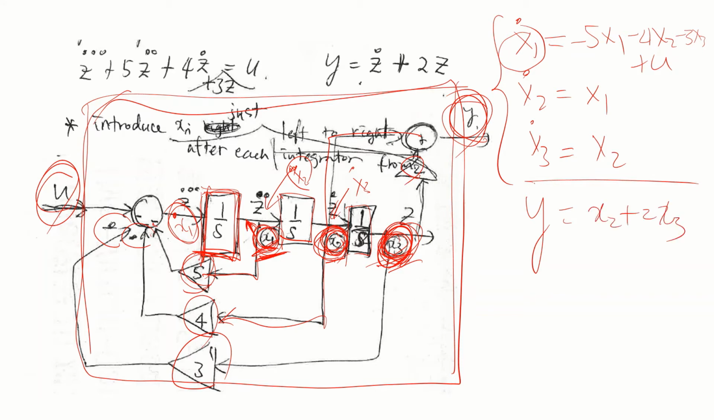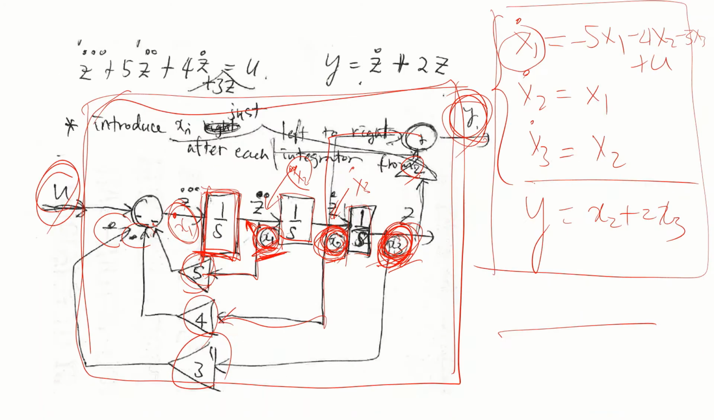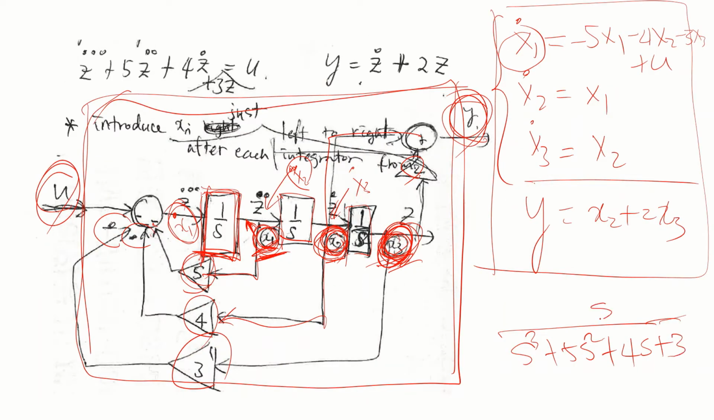Okay. So this is the state model. What was the transfer function? The transfer function was here. Okay, so that was s cubed plus 5s squared plus 4s plus 3 in the denominator, and s plus 2 in the numerator. And this was the transfer function.